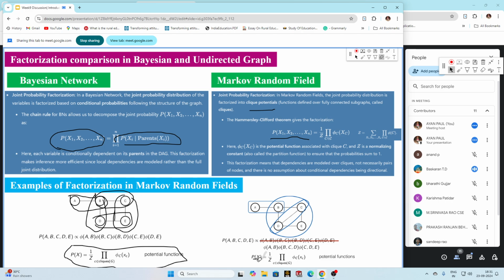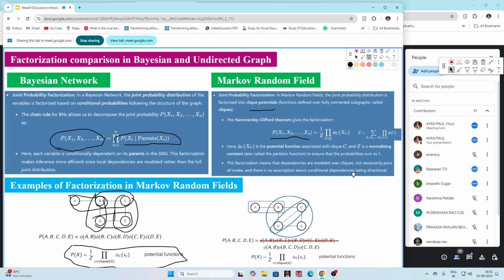Sir, can we make ABD also? Yes, you can make ABD. But if you make ABD, then you can make BC and then DEC. Sir, this is an undirected graph, yes, we have taken.